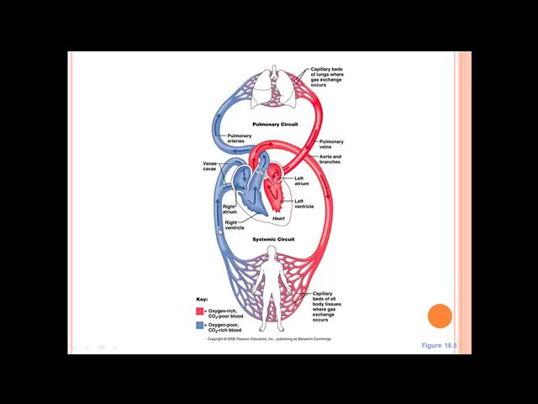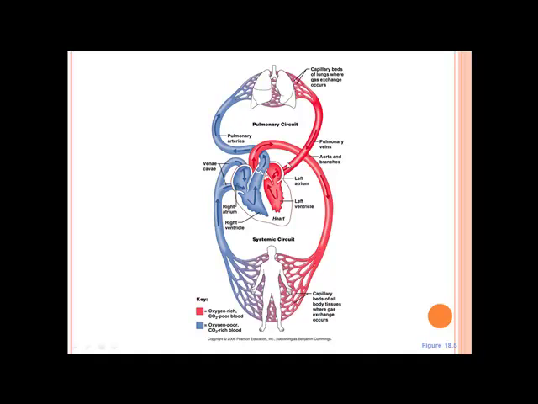I want you to know this blood flow that I'm going to say right now in detail for your test. Superior and inferior vena cava will drain into the right atrium. Blood passes through our tricuspid valve into the right ventricle. Blood leaves the right ventricle, passes through the pulmonary semilunar valve into the pulmonary trunk. Right pulmonary artery, left pulmonary artery, we go to the lungs. Blood leaves the lungs via the right and left pulmonary veins. They will drain into the left atrium.